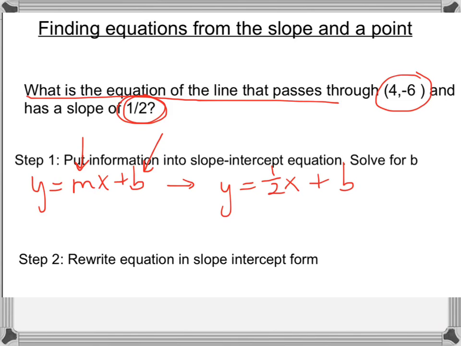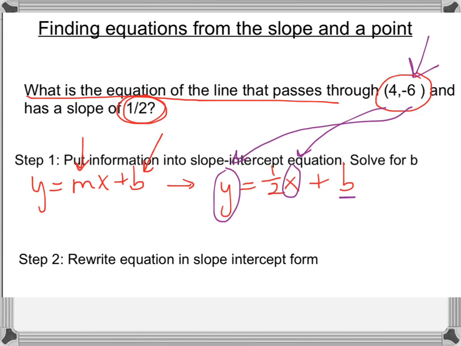Now b I still don't know. B is a number, and it's not a variable. I just have to find out what that number is. Now, the trick with this is, you know one of the solutions. You know that a solution for this equation is (4, negative 6), meaning when x is 4, y is negative 6. So if you actually put that specific solution into this general equation, you'd be able to figure out what b is.